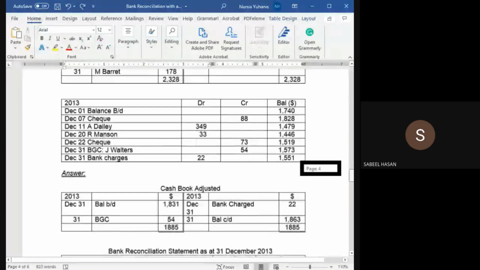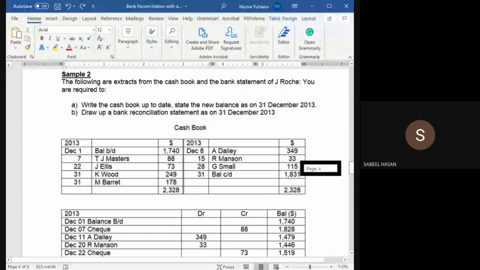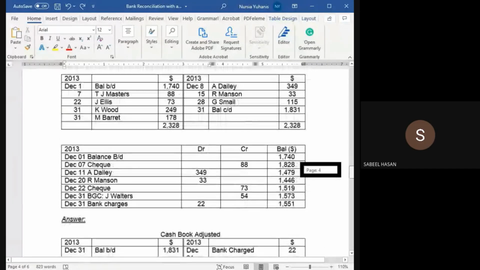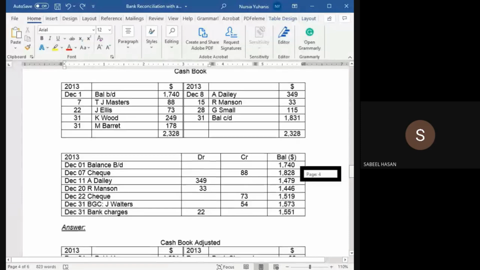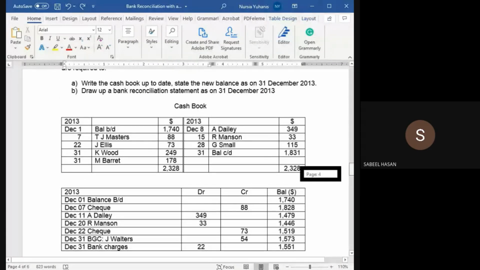So later on you can prepare the bank reconciliation statement using either the cash balance as per cash book or the balance as per bank statement, because you already prepared the adjusted cash book. Here the answer is already given, so you can go through this. The good news is this one is not in your final exam. But especially for those in accounting, you better study this one. For accounting, you will learn this again.